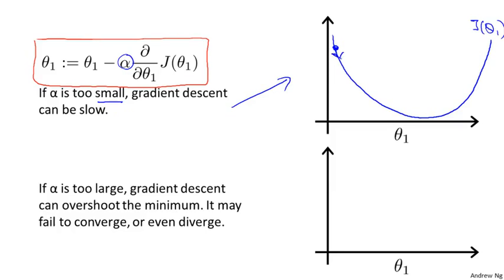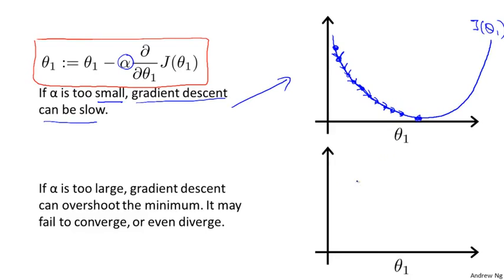Then from this new point, I'm going to take another step, but if alpha is too small, I'm going to take another little baby step. And so if my learning rate is too small, I'm going to end up taking these tiny, tiny baby steps to try to get to the minimum. And I'm going to need a lot of steps to get to the minimum. And so if alpha is too small, gradient descent can be slow because it's going to take these tiny, tiny baby steps, and so it's going to need a lot of steps before it gets anywhere close to the global minimum.